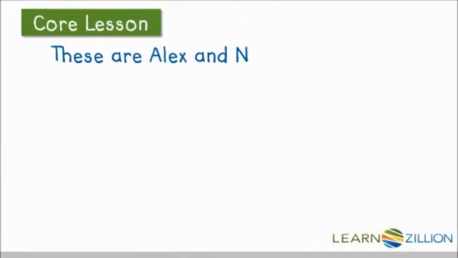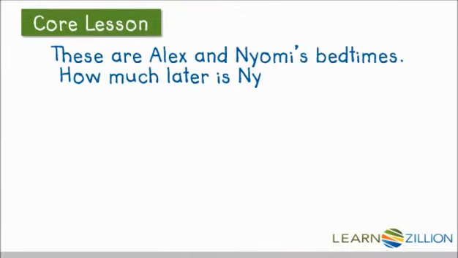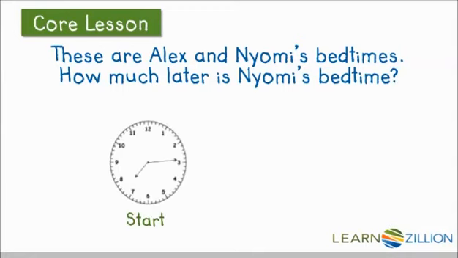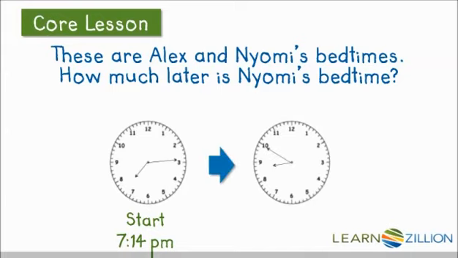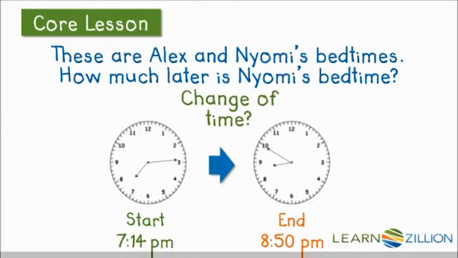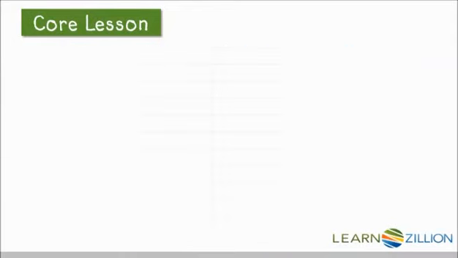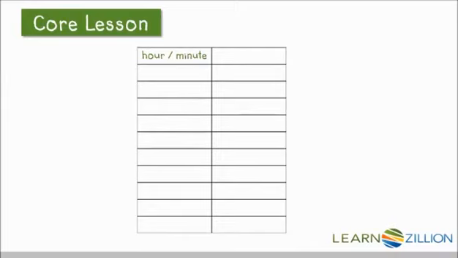Let's go back to Alex and Naomi's bedtimes. And we're trying to figure out how much later Naomi gets to go to bed. So the start time is Alex's bedtime, which is 7:14 p.m. And the end time is Naomi's bedtime, which is 8:50 p.m. So this time we're trying to figure out what's the change of time. So let's set up our T-chart. How many hours or minutes are we counting by, and what's the time?